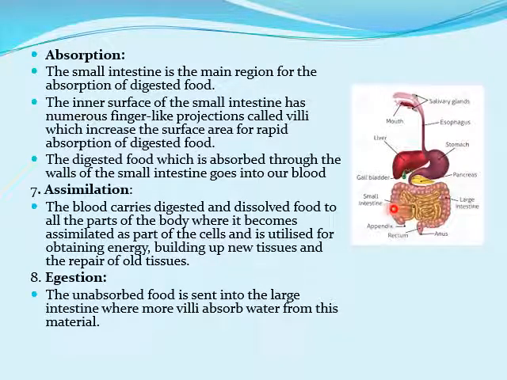And after this, what happens? There is another process, we call it assimilation. The blood carries the digested and dissolved food to all the parts of the body, and it reaches the various different organs of our body so that we can obtain that energy, and our new tissues as well as the old tissues can be built up. And the last one is, when the food is completely absorbed, whatever waste is there is removed by the process of egestion through the anus. So this is the process that starts from the mouth to the anus, which we call the human alimentary canal. It takes place in our body.